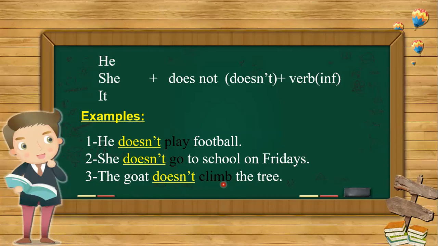Okay, so till now we talked about the negative. The negative has two sections. I, we, they, and you take don't, and after don't, the infinitive. He, she, and it take doesn't, and after doesn't, also the infinitive. Okay, is it clear now?